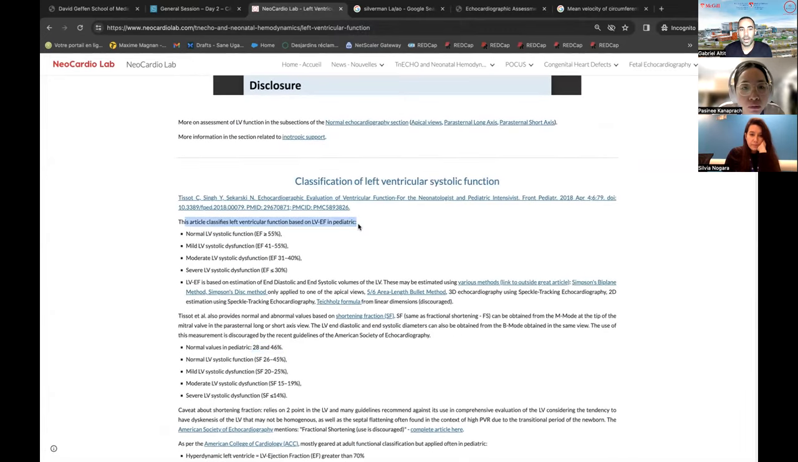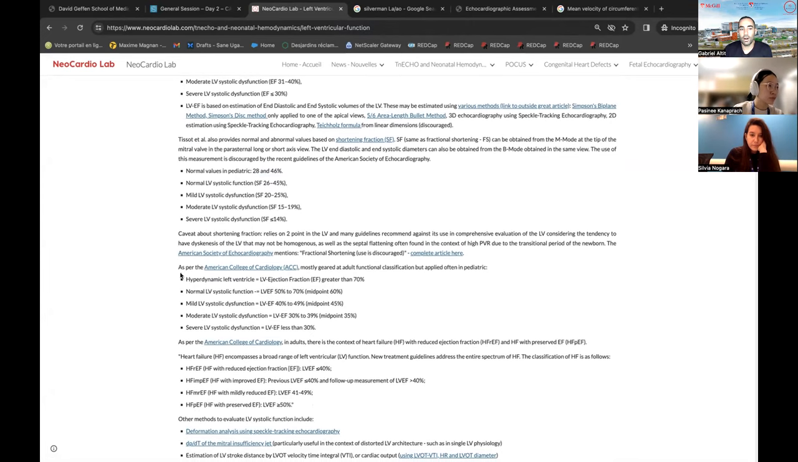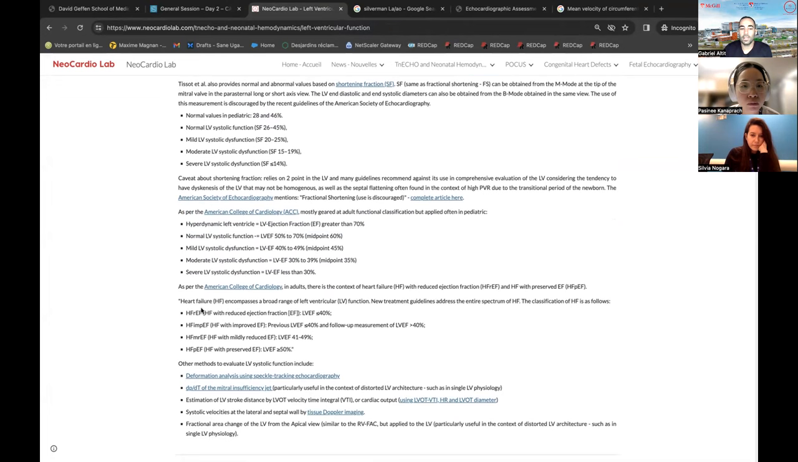This one classifies, in pediatrics, normal as 55%, mild as 41 to 55, moderate as 31 to 40, and severe as less than 30. But you can see that there are other schemes, like the American College of Cardiology, which has classified for adults that normal is between 50 to 70. And if you look at the adult classification of something called heart failure with reduced ejection fraction, they actually use a lower cutoff for that. And for heart failure with preserved ejection fraction, they use the 50%.